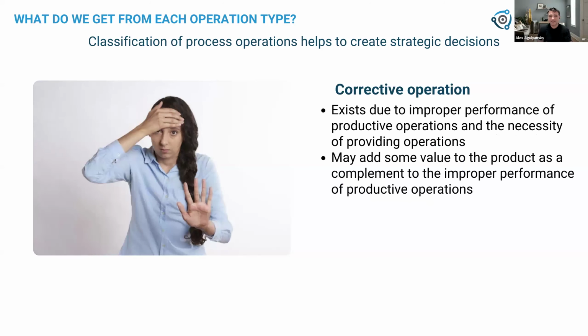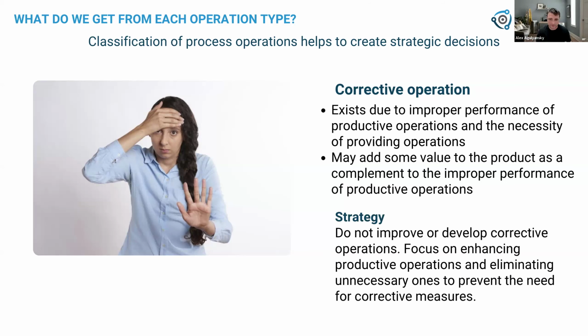Corrective operations, right? These operations typically exist, as we mentioned before, because of the poor performance of productive operations or sometimes providing operations. It may or may not add some value, but if you think about that, if the productive operation was perfect, we wouldn't need that corrective operation, right? If the hole drilling wouldn't leave any leftovers, we don't need to clean it up. It's perfect, right? So again, the strategy here is don't improve it, don't try to develop them further, try to enhance the productive operations, and by doing so, eliminate the corrective ones.